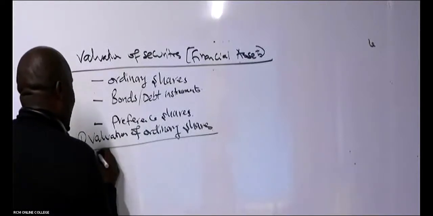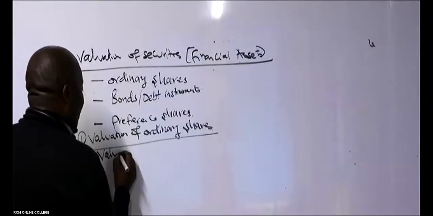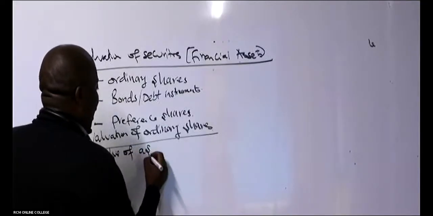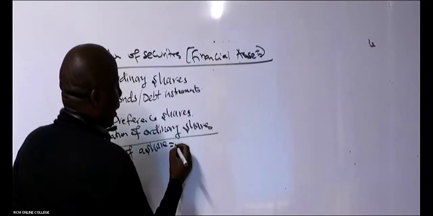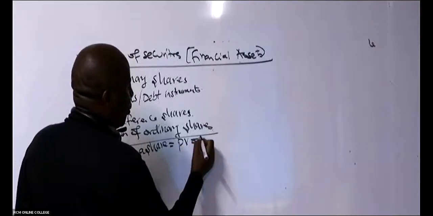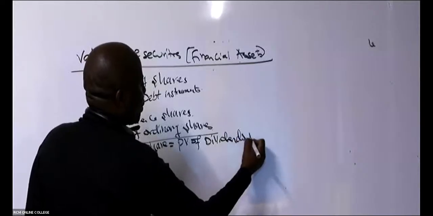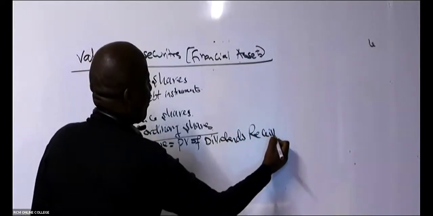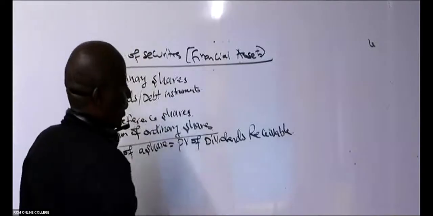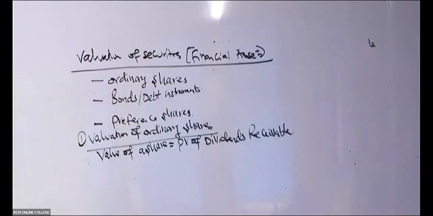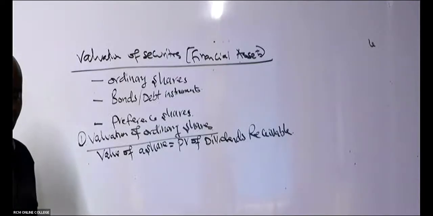So basically, whenever we talk of valuation of ordinary shares, you are supposed to know that the value of a share will be the present value of dividends receivable. So anytime you want to get the value of a share, you will take the present value of dividends receivable.